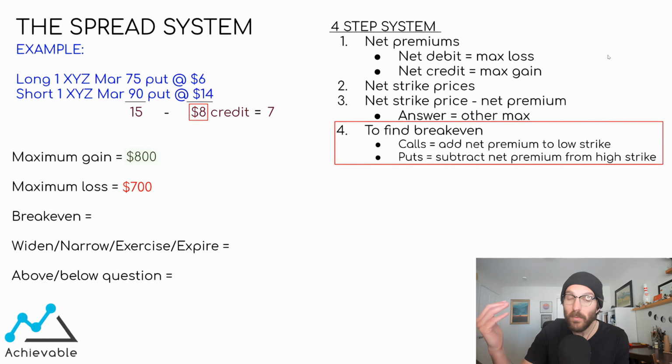So with a put spread, we have to remember that we count down, and some people remember that as a part of put down, right? We count down from the high strike price. 90 minus 8, that's going to get us to 82. Therefore, our break even here is 82.